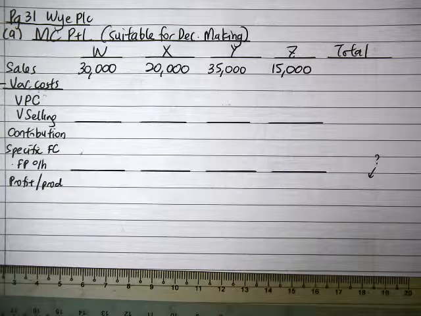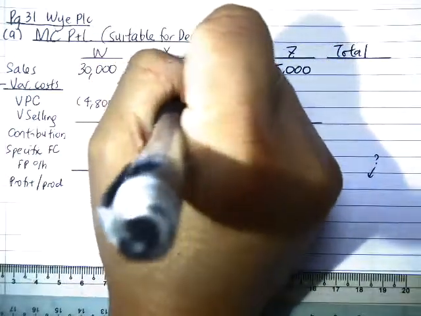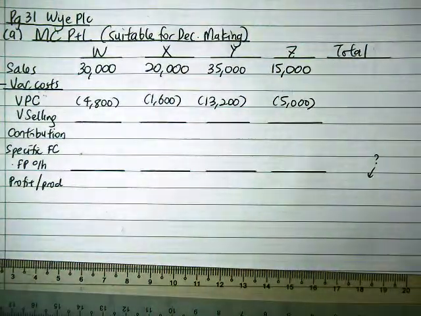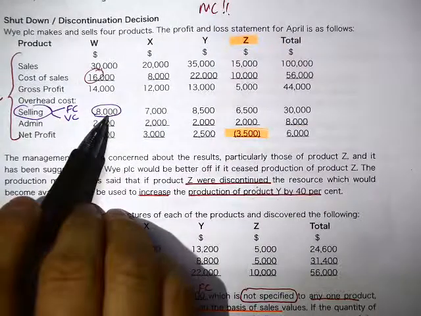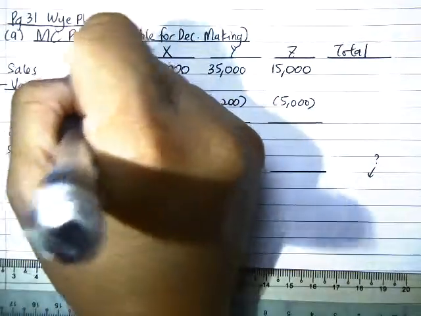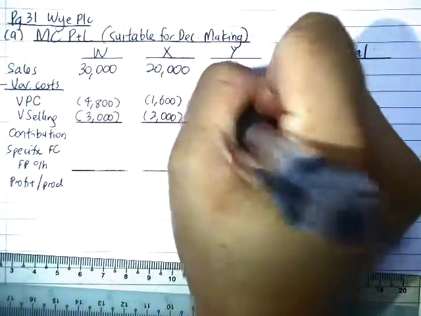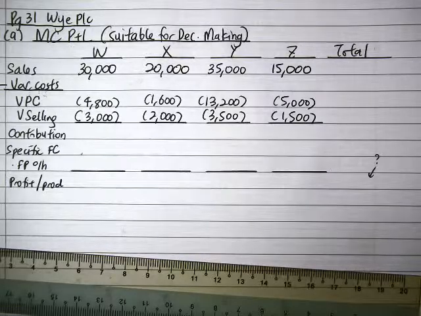Right, so your variable production cost is 48, 16, 13.2, and 5,000. The one is given, okay? Now the variable selling will be the selling overhead minus out the 5,000. So the 8,000 minus 5 is 3. You just minus out 5,000 from each figure. So you have 3,000, 2,000, 3,005, 1,005. Okay, so with that, my contribution would be as follows.